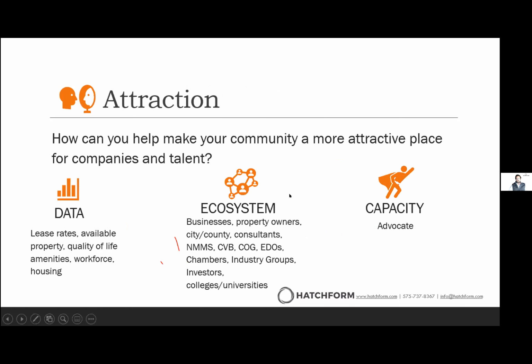So attraction. Again, this is how can you help make your community a more attractive place for companies and talent? And I think in the past, a lot of this, attraction, recruitment, BR&E even, was really focused at the company level, at the firm level. So how do we get companies to come here, to set up shop here, to want to be successful here, and to want to grow hopefully from here.